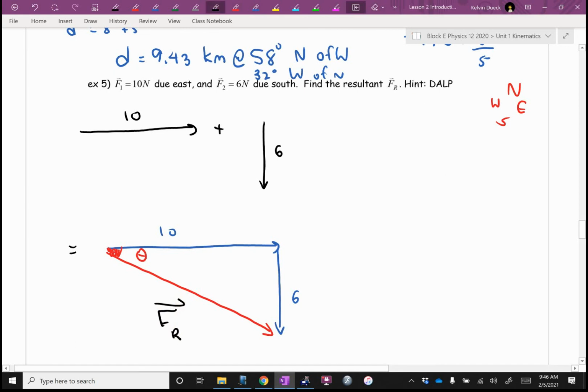How can I find the magnitude? Looking for a word that starts with the letter P and rhymes with Pythagoras. Okay? So I wonder if I can do that all on my calculator.